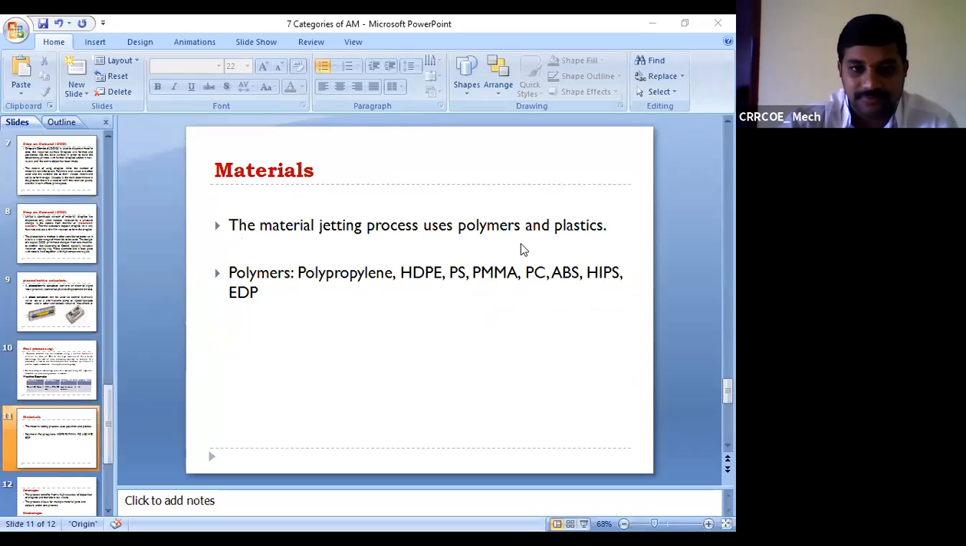Now the materials used for this material jetting process. The material jetting process uses polymers and plastics. Under polymers, there are polypropylene and HDPE, high density polyethylene, and polystyrene. If you go through in detail, we are able to know the other materials classified under polymers.